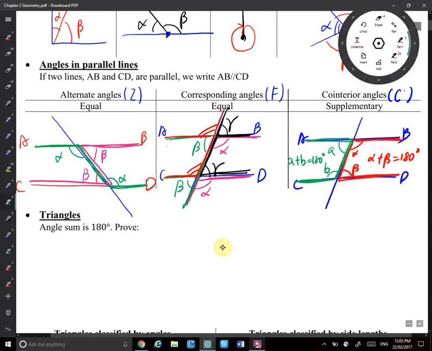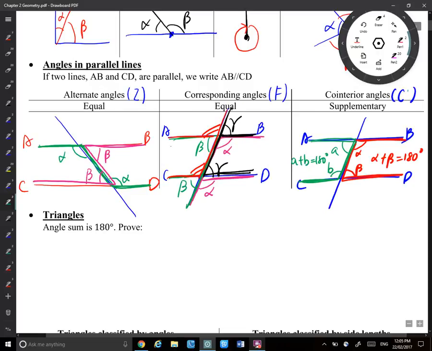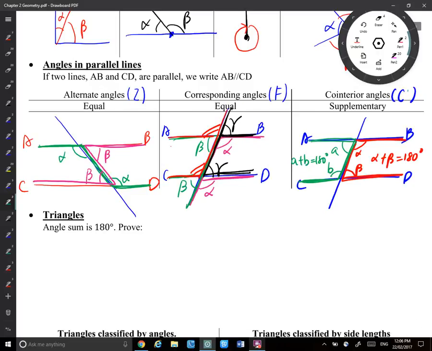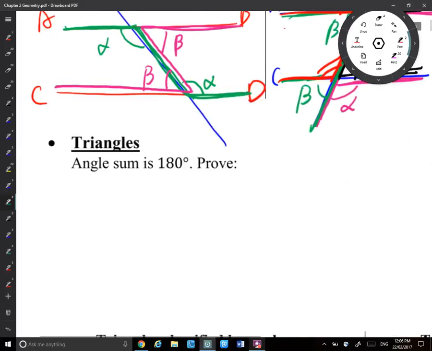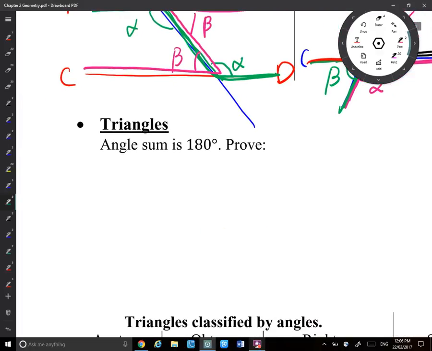Let's do the next one. In the geometry topic, we have a lot of proof questions. Do not assume something for a proof. You must show everything, all the reasons, and then you give a conclusion. Do not assume, I know this, I know this. So let's do a proper proof. I will show you how you can do a proper proof.